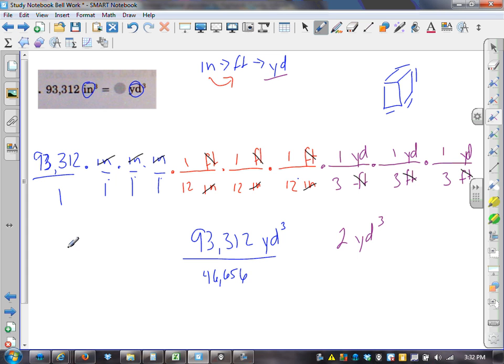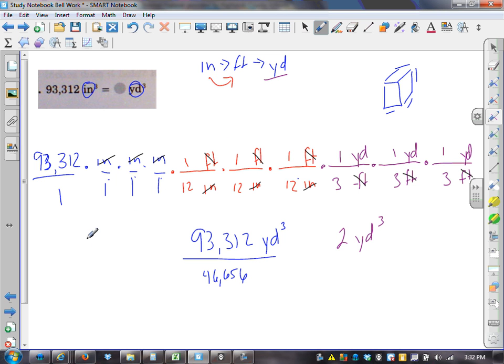Now, somebody asked me, Mr. Reeser, do we have to do all this? You don't have to do it. However, I find that a lot of my 7th graders, a lot of my 8th graders, they need to actually do all of this because it takes a little bit of extra thinking to do this shorthand or do it in your head. All right, you could actually multiply by 12 cubed each time, right?